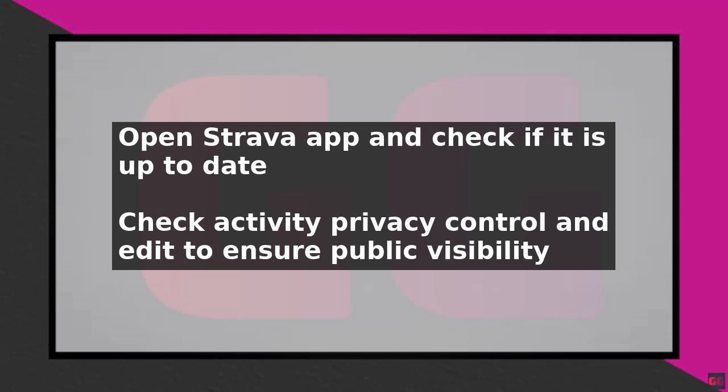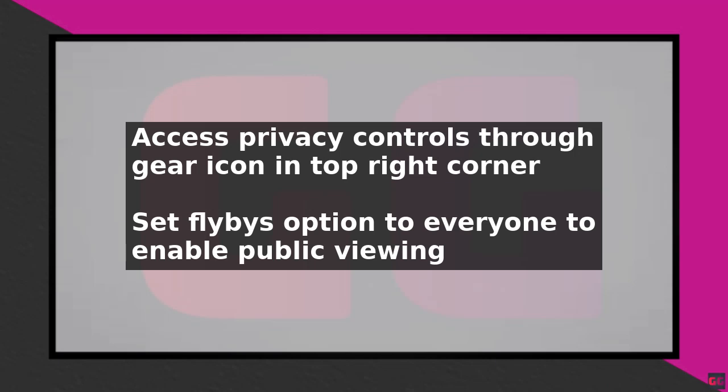Once downloaded, exit the App Store and locate the Strava app on your device. Open the Strava app to investigate the issue with your Flybys. First, check if the app is up to date, as an outdated version may be causing problems if your activity's privacy control is set to Everyone.